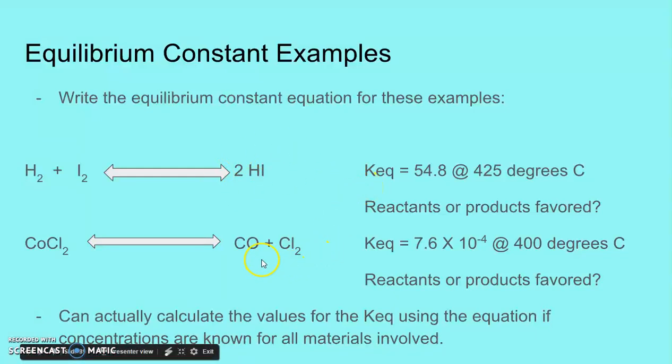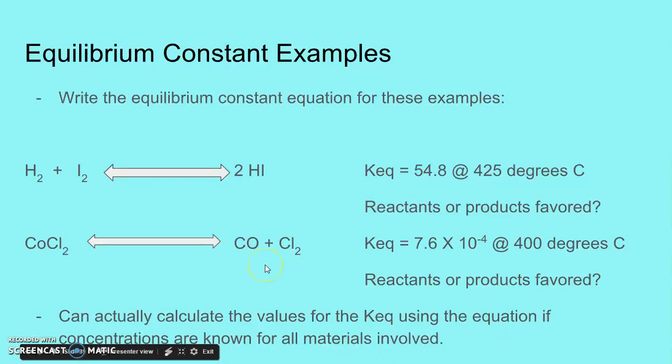In this reaction, writing the equilibrium equation, I would have the concentration of CO times the concentration of Cl2 divided by the concentration of COCl2, and there are no exponents because there are no coefficients in front of any of these. The KEQ is 7.6 times 10 to the negative 4, which is a fairly small number. So in this case, the reactants are going to be more favored. So not very much product is going to be made.